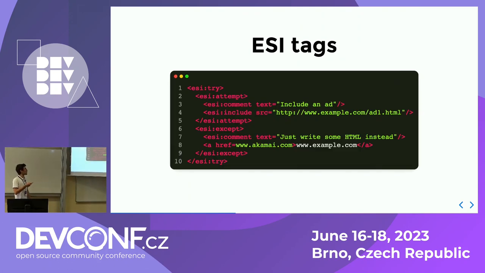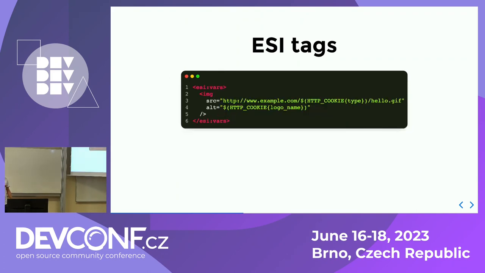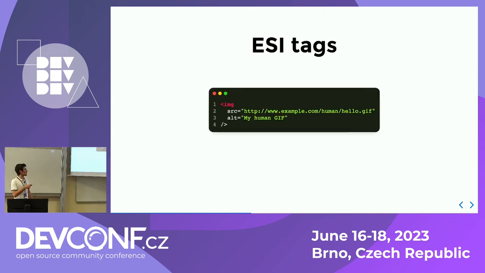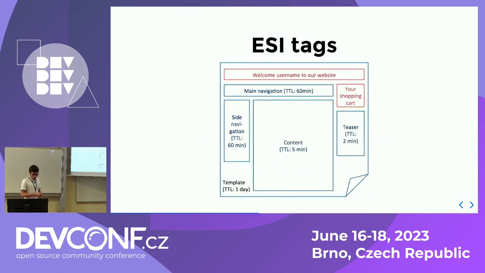We have some try-catch blocks, and we can interpolate some variables. Here I will get the type and logo name from the cookies, and it will replace these values to give me this HTML tag at the end. So here is an example of what your page could be with some different ESI tags, and customize the TTL for each ESI tag block.